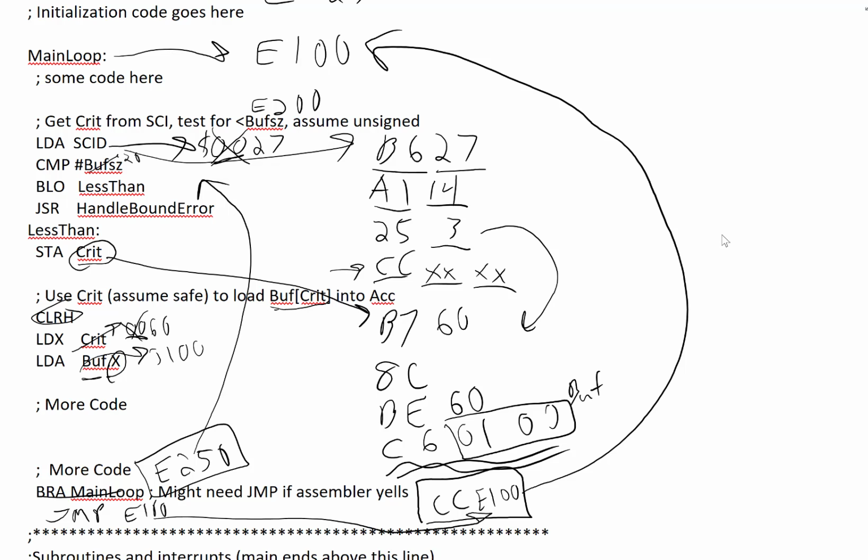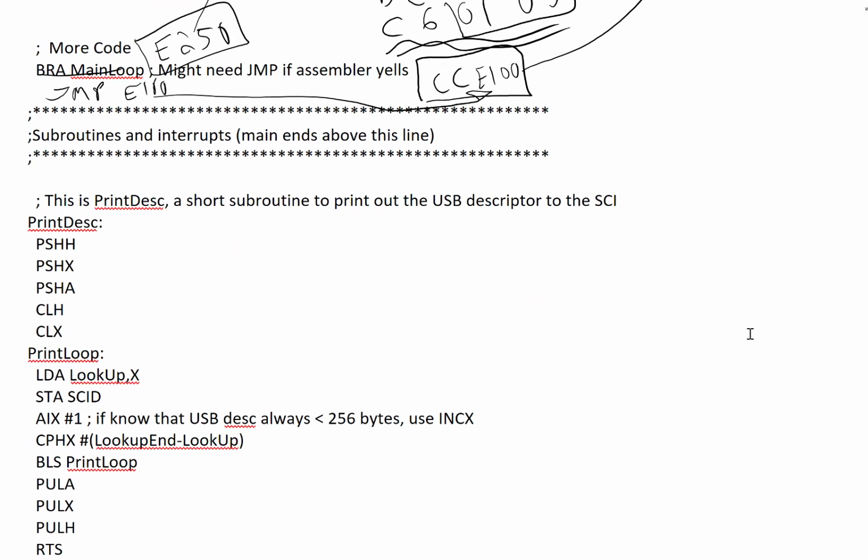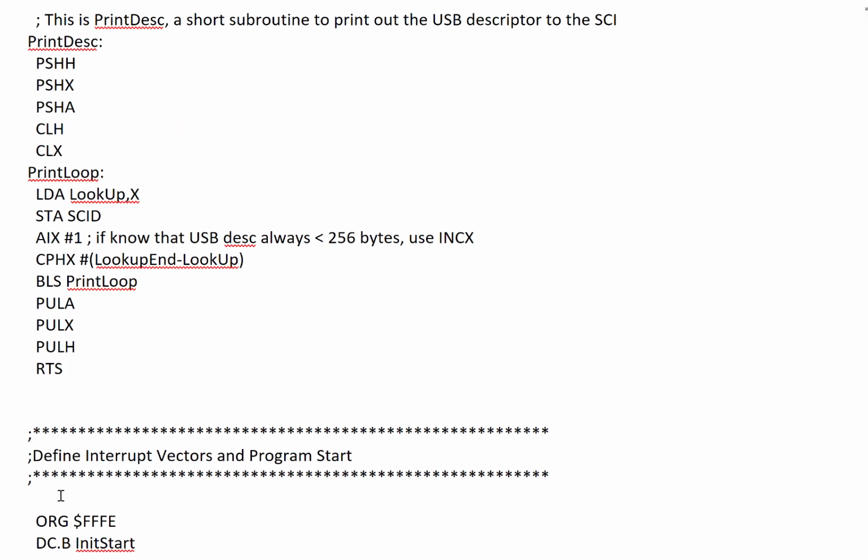This is a continuation of the earlier video on this assembly example. I had to cut it at 15 minutes to fit on YouTube. I was going to jump down to the very bottom of the program. We're going to jump over this subroutine because one important thing is down here: the interrupt vectors in program start.